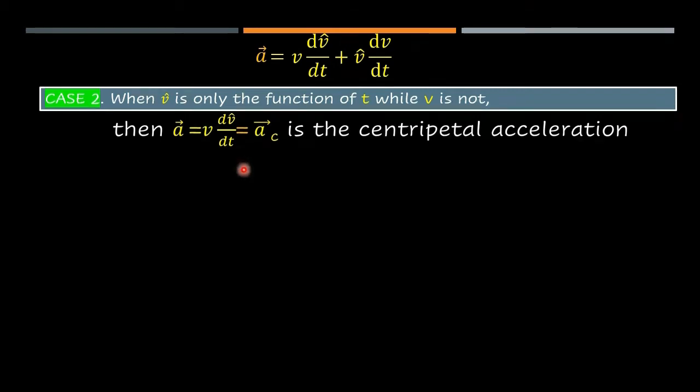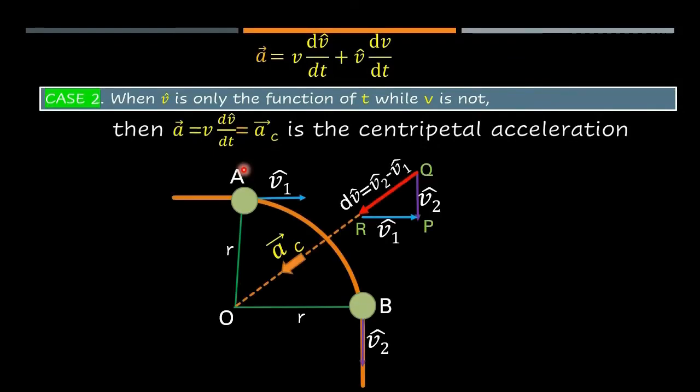Now, to find out the direction of the centripetal acceleration, let us take the help of a diagram. In this diagram, AB is a curved path in which an object is moving with uniform speed. Here, v1 cap is the direction of velocity at position A, and v2 cap is the direction of velocity at position B.